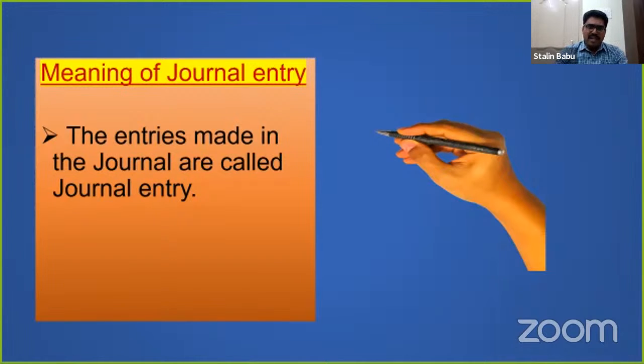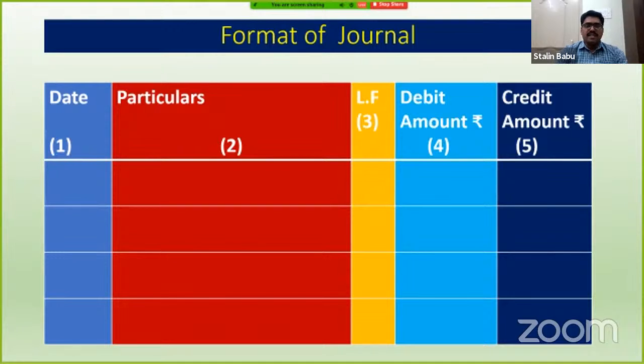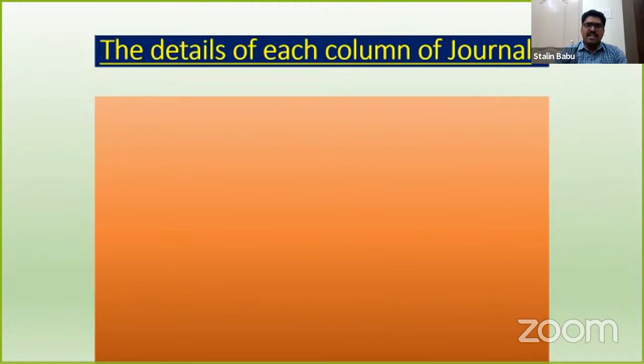Let us see the format of journal. The format of journal consists of 5 columns: date, particulars, LF, debit amount, credit amount. Now the details of each column of the journal.